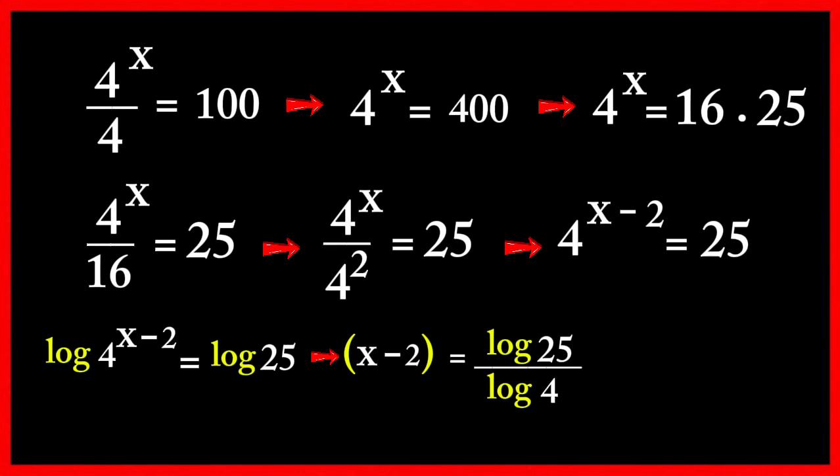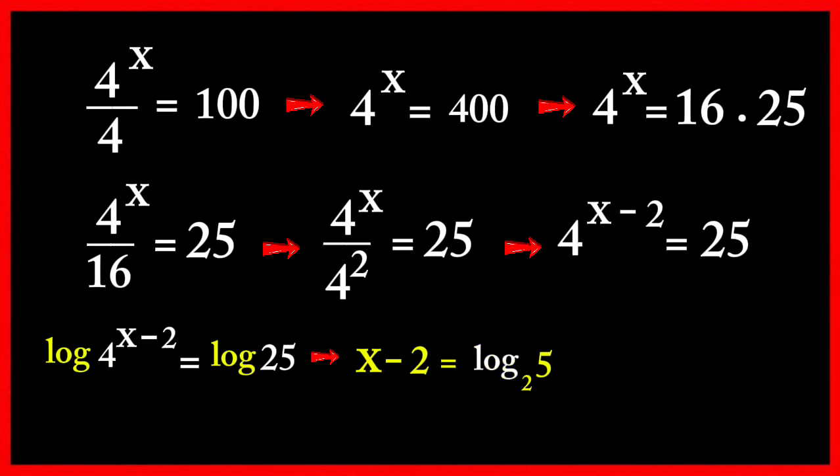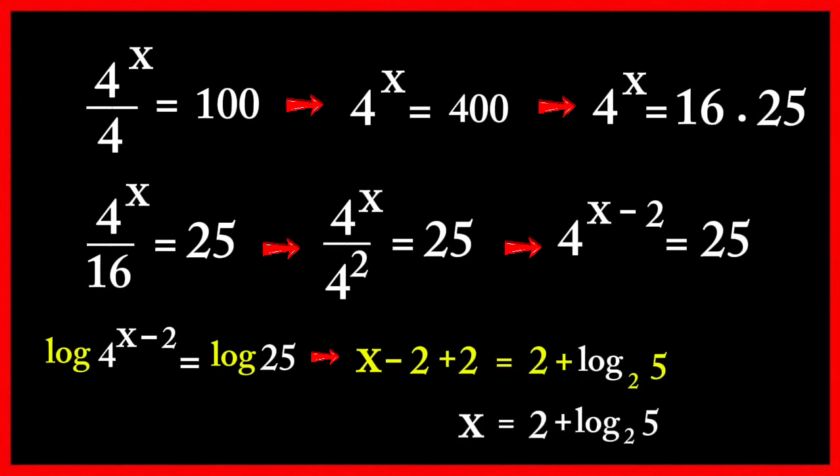Now, we can rewrite 25 as 5 raised to the power of 2 and 4 as 2 raised to the power of 2. Therefore, x minus 2 is equal to 2 multiplied by the logarithm of 5 divided by 2 multiplied by the logarithm of 2. The 2's cancel out, leaving us with x minus 2 equal to the logarithm of 5 divided by the logarithm of 2. Using the change of base formula, this is the same as the logarithm of 5 to base 2. Now we add 2 to both sides. Therefore, our final answer is x is equal to 2 plus the logarithm of 5 to base 2.